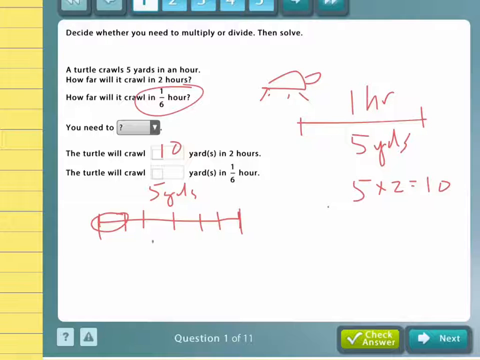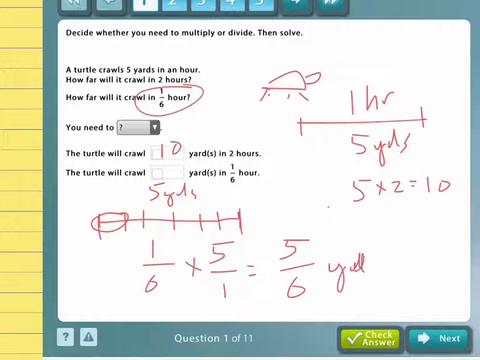We know of is times, so we're going to do 1/6 times 5 yards, and that will be 5/6 of a yard. It's going to be able to crawl 5/6 of 1 yard in 1/6 of an hour.